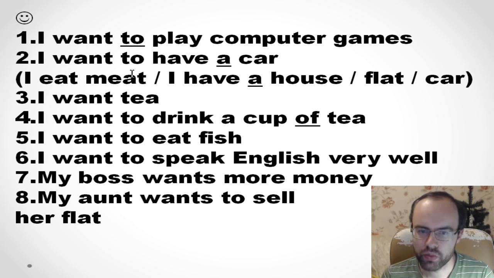So we say I eat meat, so it's uncountable, but I have a car. I have a car, I have a house, I have a flat, so we can count it 1, 2, 3, 4, and so we use a. I have a house. I want tea. I want to drink a cup of tea. I want to eat fish. I want to speak English very well.